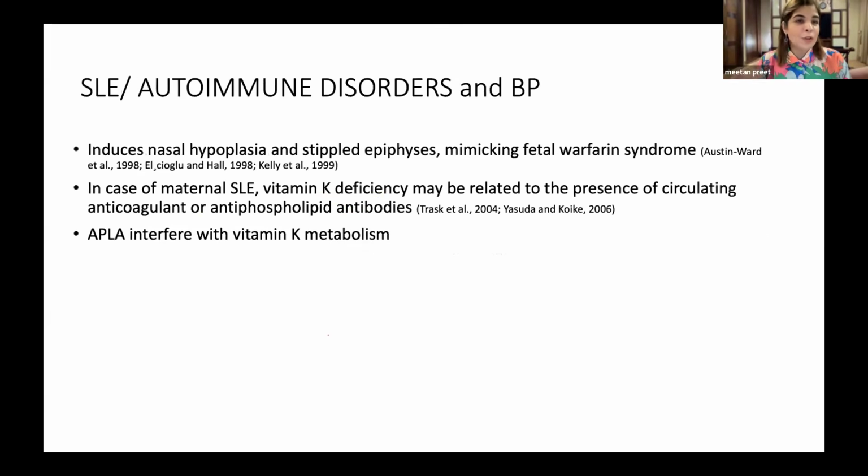And similarly, last but not the least, we have SLE and APLA and other autoimmune disorders. Again, the history that should be taken. Again, anti-Ro, anti-La antibodies, they hold importance here once we are looking at a Binder's profile.